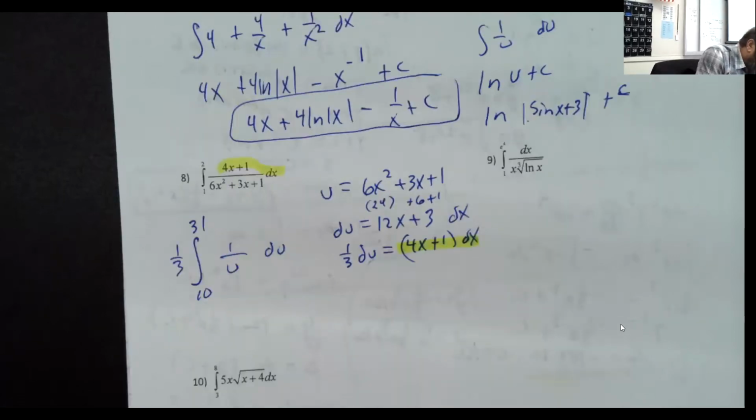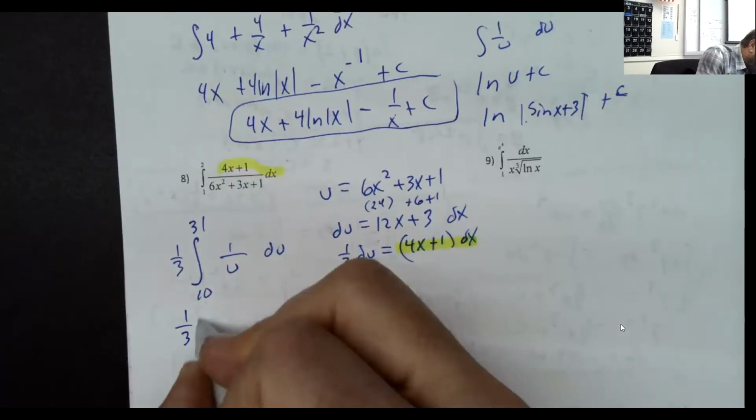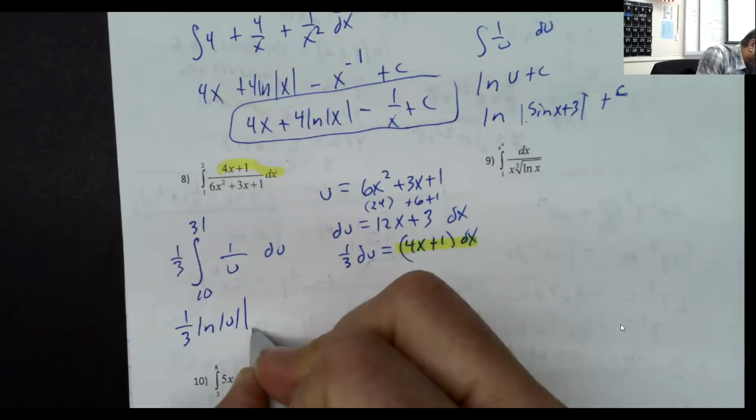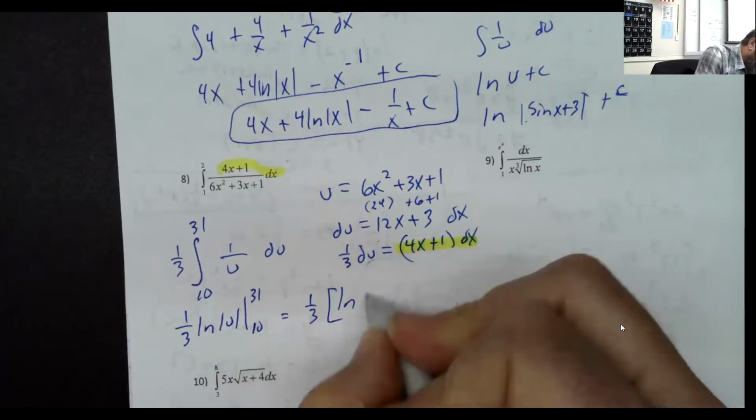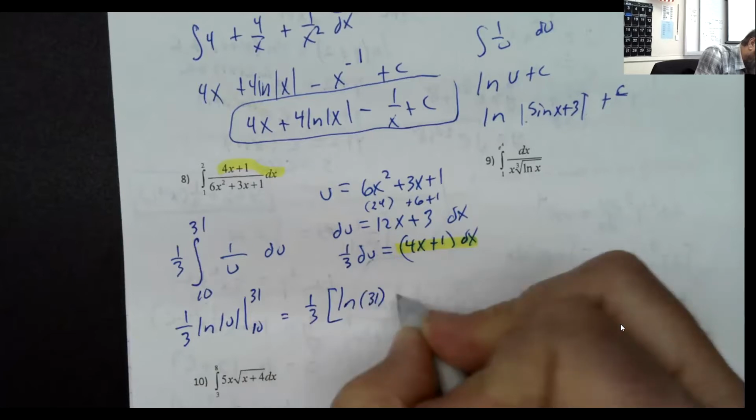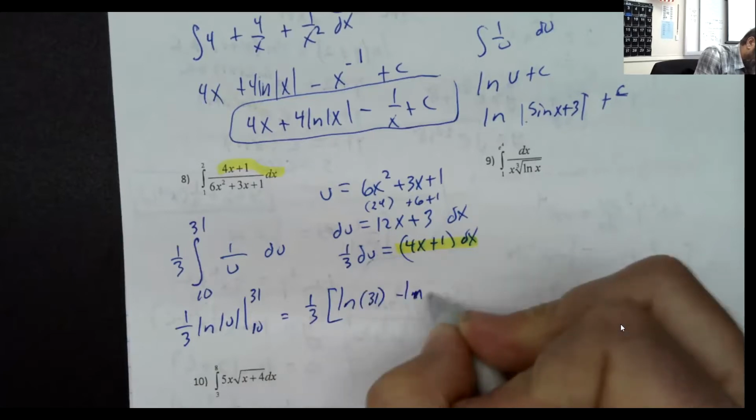So now when we go to do our integral, evaluating it from 10 to 31, we'd have 1/3 of the natural log of 31 minus the natural log of 10. And I actually like this answer a lot.